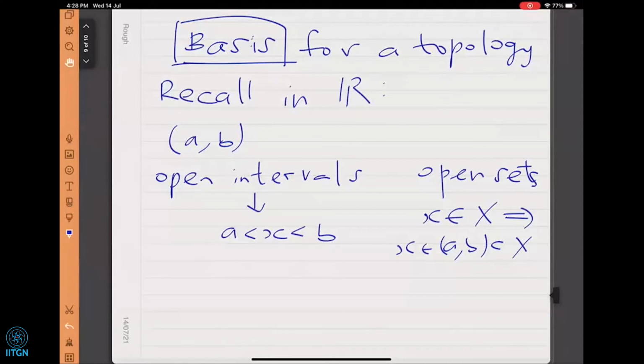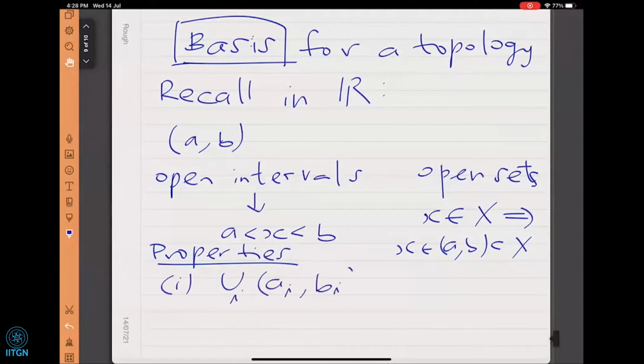Let's list some properties. And then it'll turn out these are the properties we need to copy for a general basis. So the first property is that if I take a union over all possible open intervals, I get the full set. All possible open intervals cover the full real line.